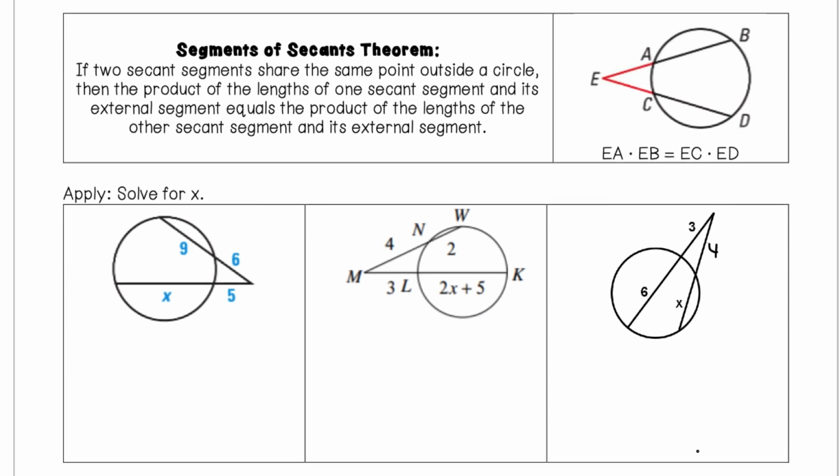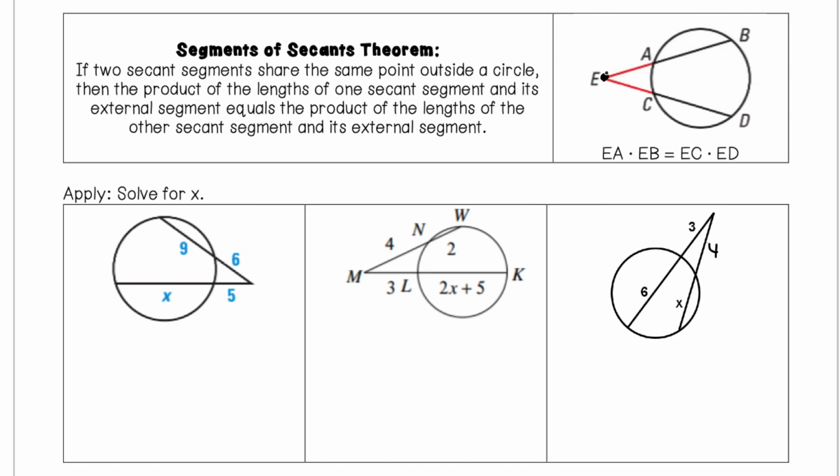Our next theorem today is our Segments of Secants theorem. This states that if two secant segments share the same point outside a circle, so in our diagram we have point E, then the product of the lengths of one secant segment and its external segment equals the product of the lengths of the other secant segment and its external segment.